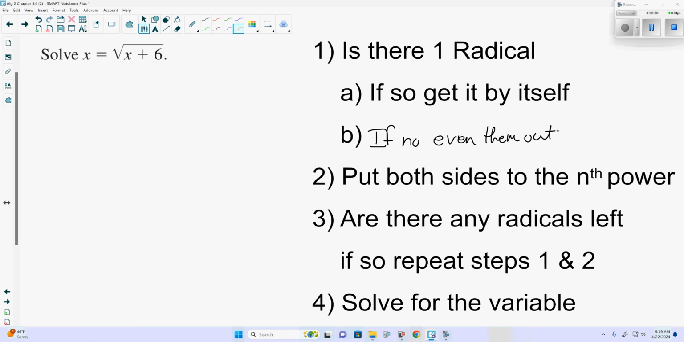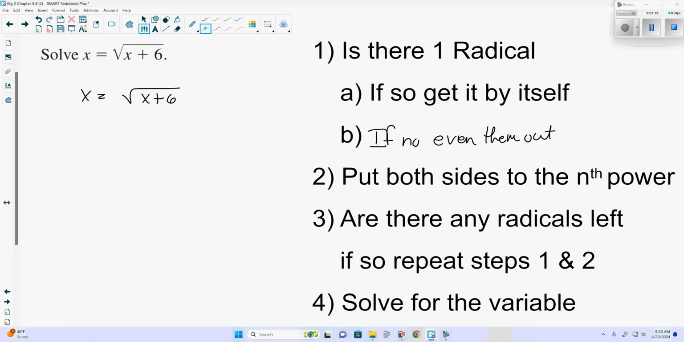Because when we look at this here, solve x equals the square root of x plus 6. Our first step, is there one radical? Well, yes. If so, get it by itself. It's by itself, yes? The square root of x plus 6 is already by itself. You can rewrite it if we want. We don't necessarily need to.